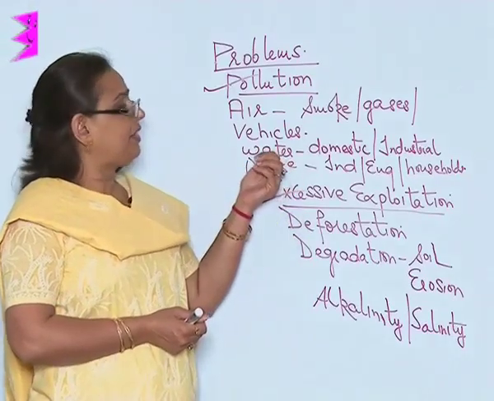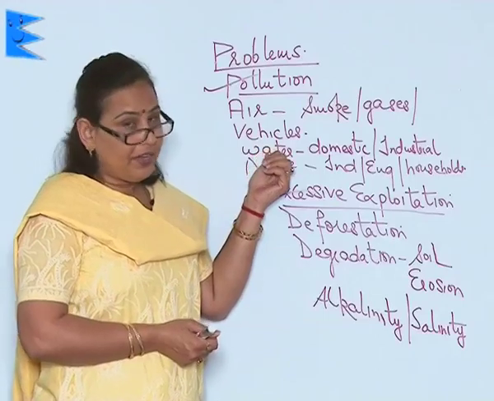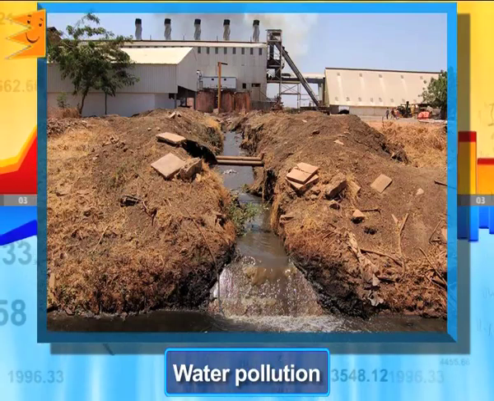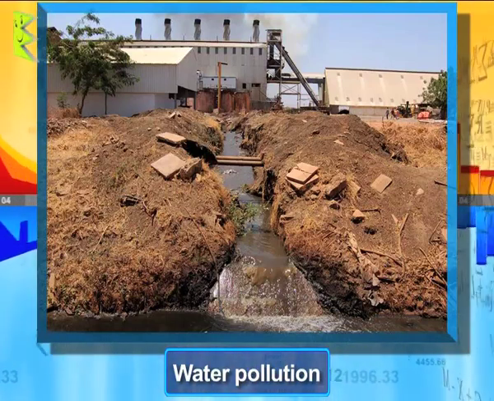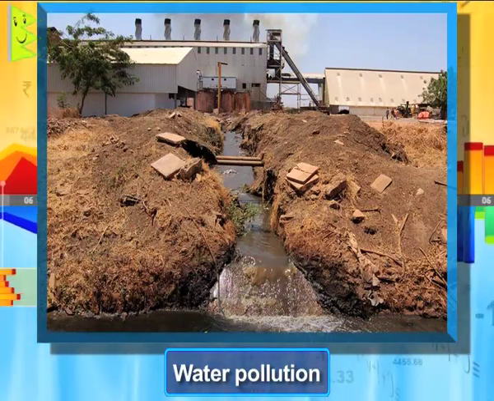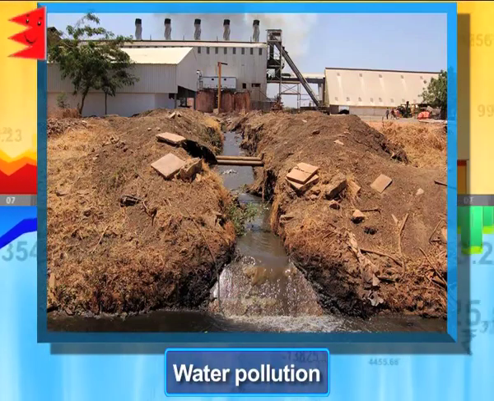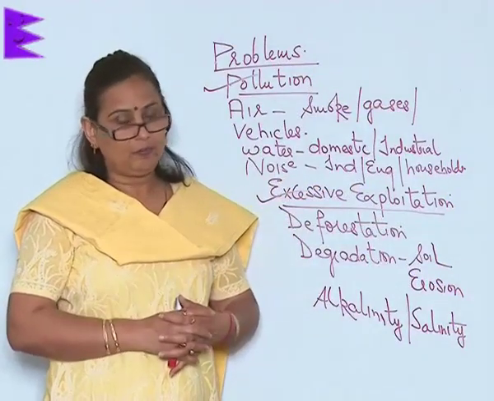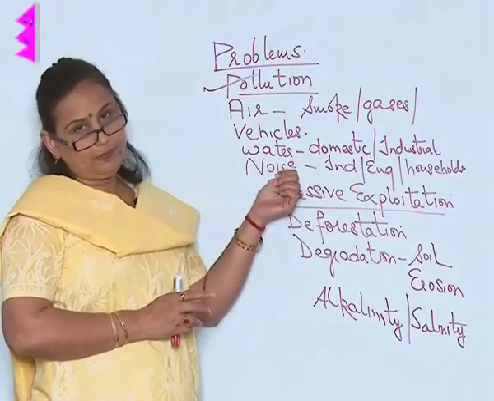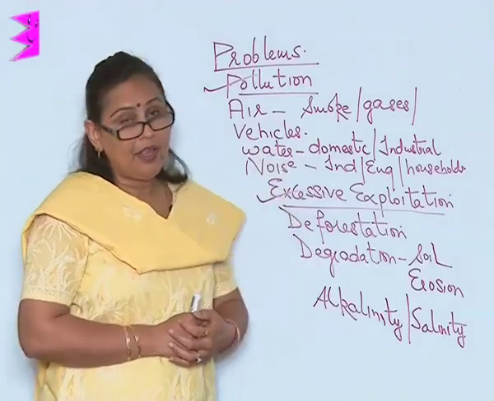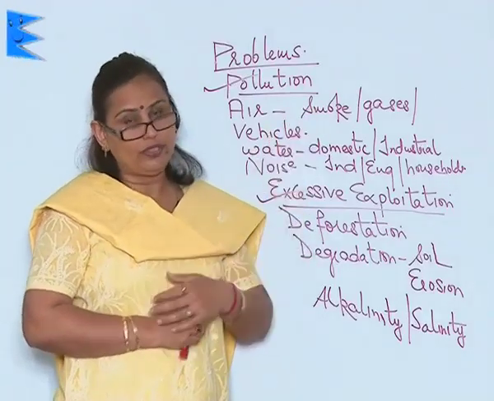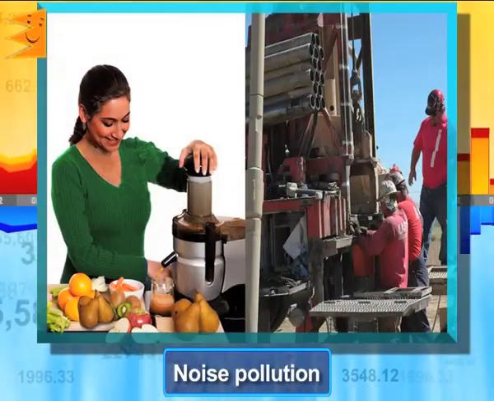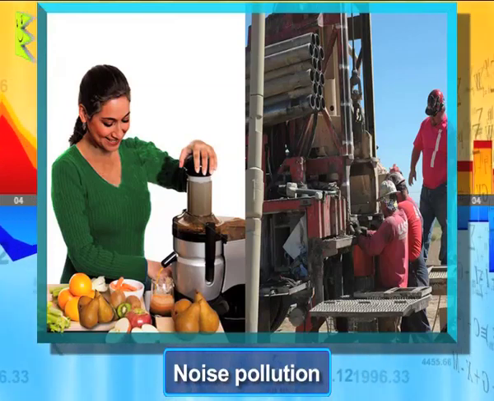Then as far as water is concerned, it gets polluted because of domestic and industrial waste. All that is done by human beings, knowingly and unknowingly, adds to the beautiful environment's degradation. Next is noise pollution, which has become much more than the other two pollutions, and this is emitted by industrial and also household things.